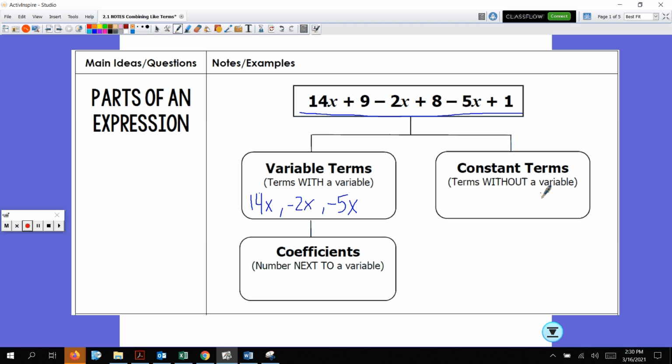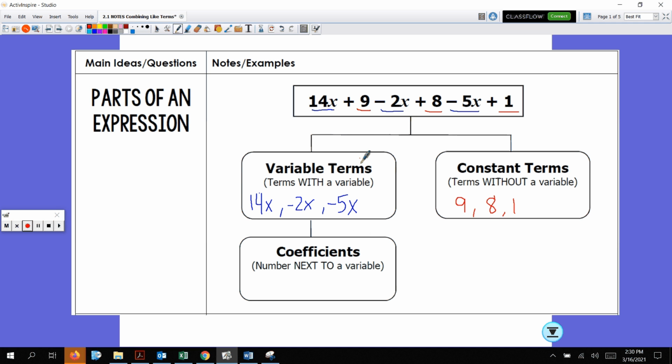So first off, let me just erase my big giant line under here. I'm just going to go back and underline my variable terms, okay? And I'm going to change colors and underline my constant terms. So 9 is a constant, there's no variable, positive 8, and positive 1. So 9, 8, and 1, okay?